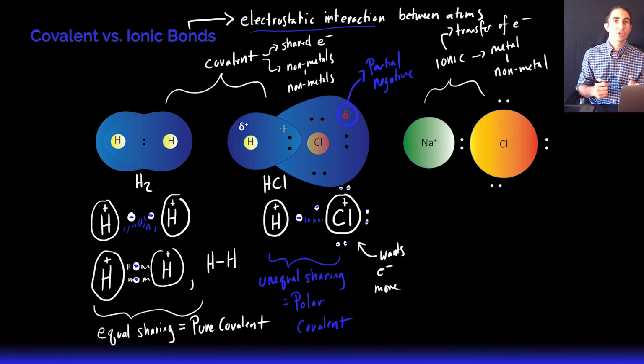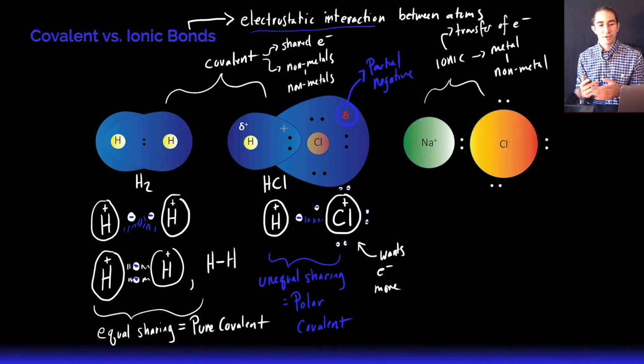The unequal sharing isn't going to result in a full positive or a full negative, but it will result in a partial negative and a partial positive, which is very important for later on concepts in chemistry.